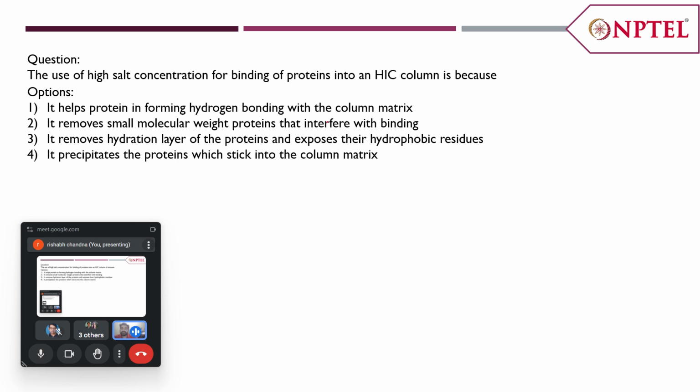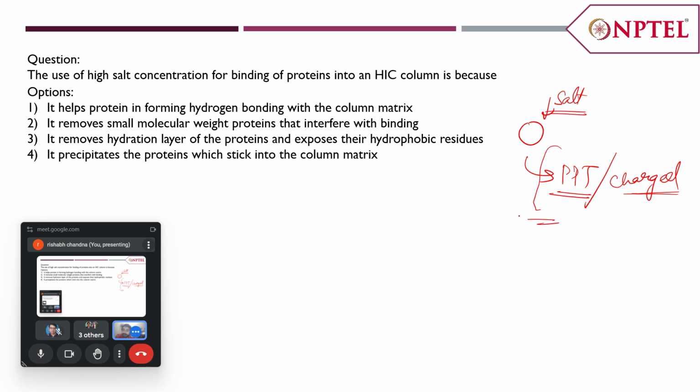Whenever we are passing any protein through the hydrophobic interaction column, what happens? First, we add more salt concentration to the protein. Specifically, it masks the charged groups on the surface of the protein so that the hydrophobic portion of the column can interact with the non-polar or hydrophobic portion of the protein.